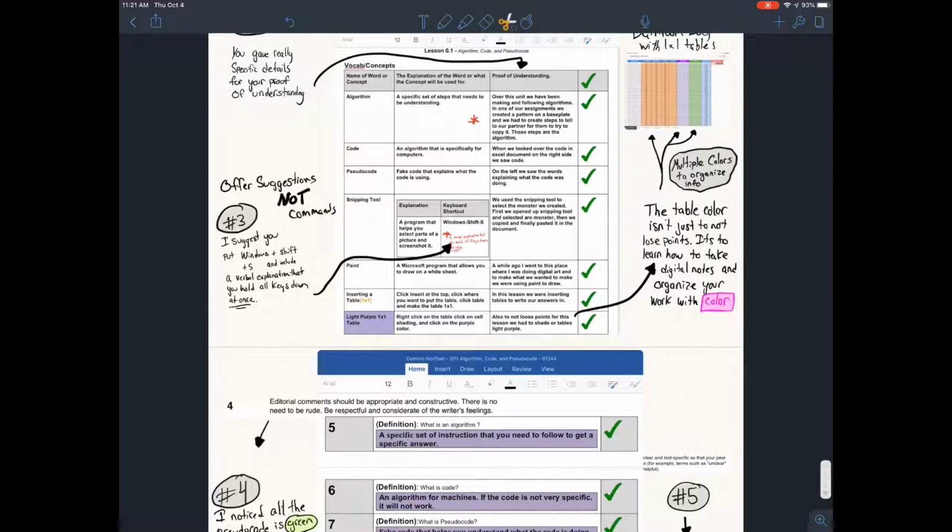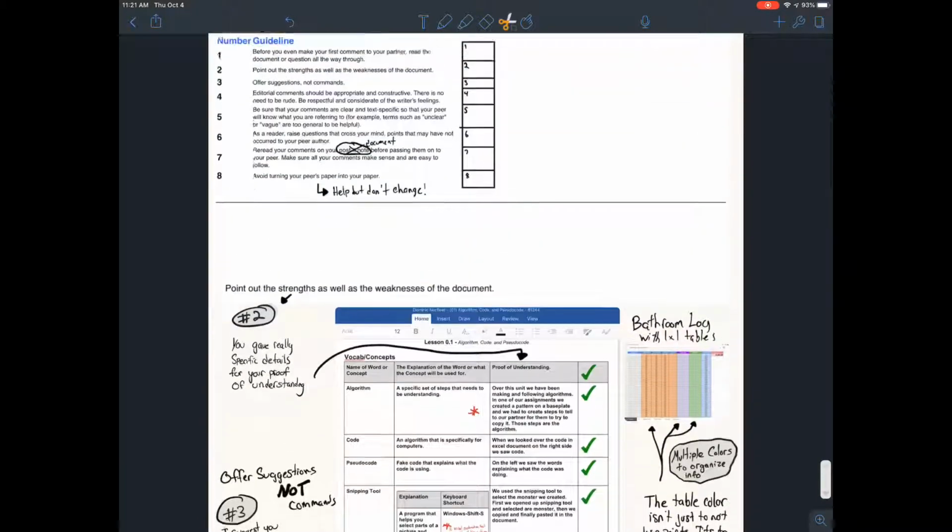I didn't tell him you must change it. I gave him a suggestion to do it. So it's important because you don't want your partner to feel like they have to do it. You're just giving them something that could be helpful. So number 3, offer suggestions, not commands.